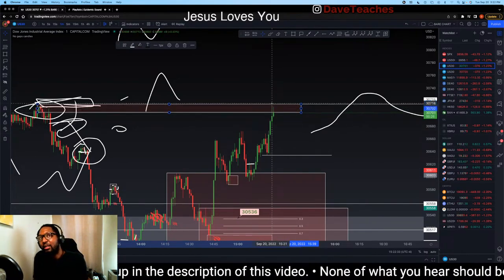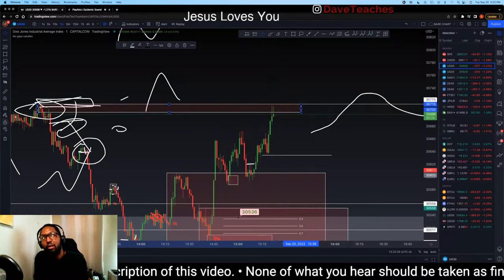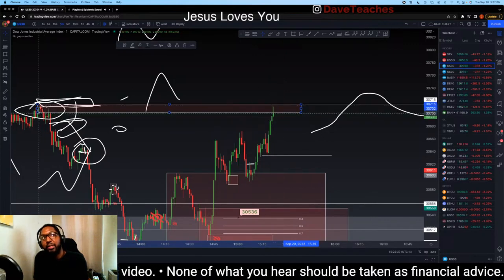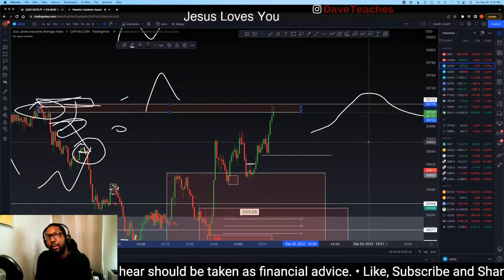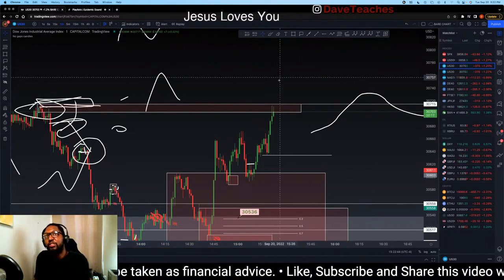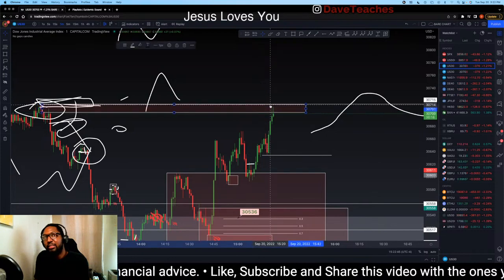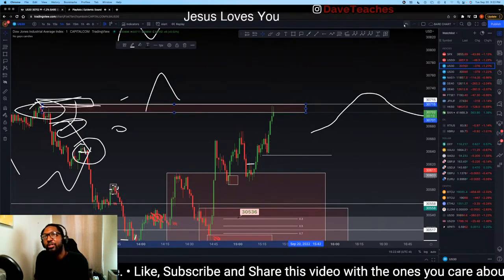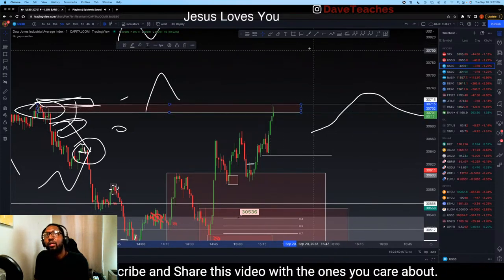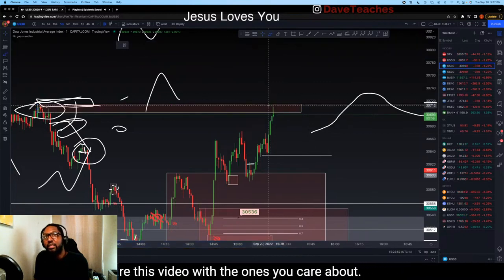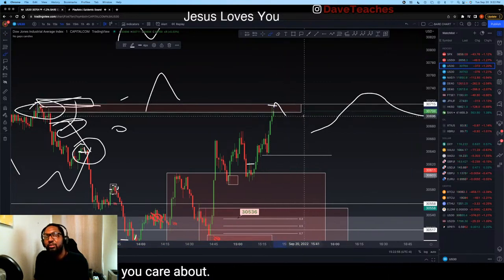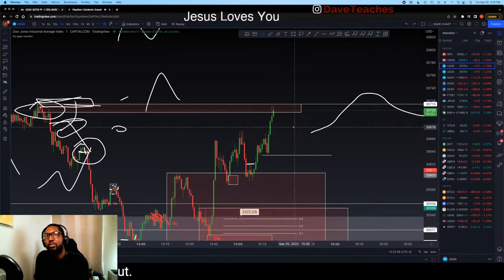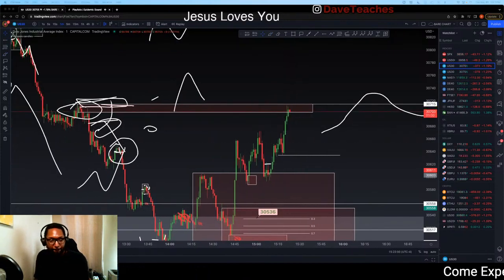So with that little rejection there, that can be surmised by knowing that it's in this hidden S&D back here. But usually when I like to see rejections, I like to see the high grabbed first. Usually I like to see the high taken first, like we go up and then go down. Usually I like to see that little liquidity grab there.